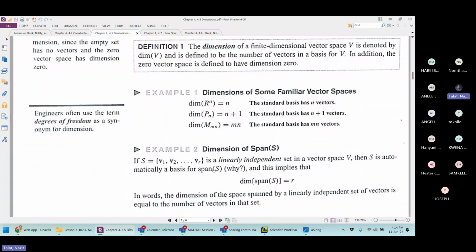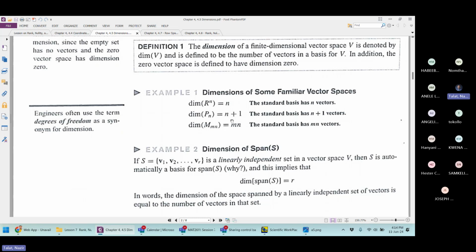But a finite dimensional vector space like Rn has a finite basis. So in R2, for example, the basis has 2 vectors. Similarly, for polynomials of degree 2, the dimension is n plus 1, like 2 plus 1, which is 3, three-dimensional, because we need one generator for the constant, one for the coefficient of x, and one for the coefficient of x square.